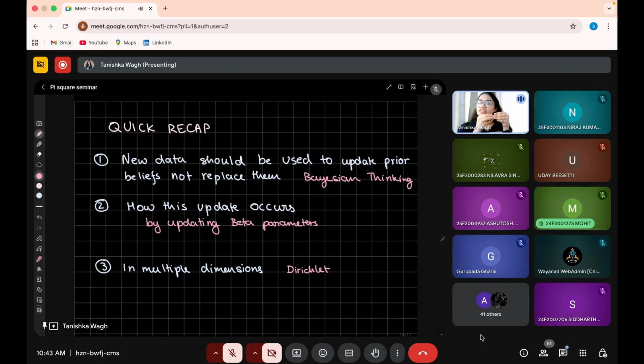How this update occurs is defined by the beta distribution. We update it by fiddling with the beta parameters, which are alpha and beta, and if we want to extrapolate it to multiple dimensions, we call this a Dirichlet distribution. Again, the parameters of which we can fiddle with to figure out basically what works best.